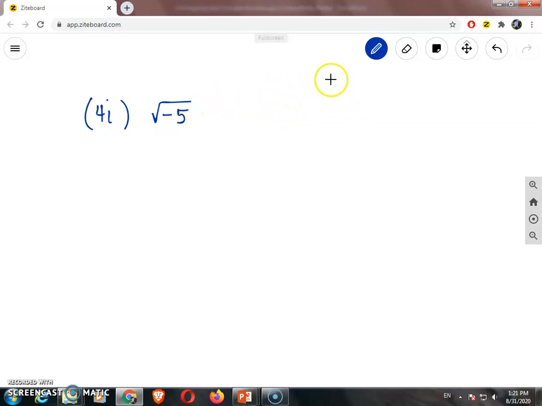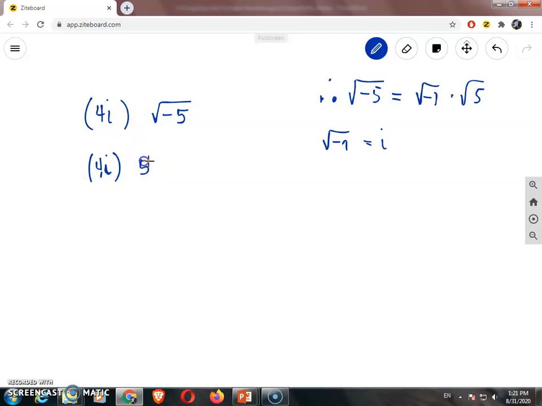So therefore, what you're going to do now, for the square root of negative 5, that will be equal to the square root of negative 1 times the square root of 5, where the square root of negative 1 is equal to i. So therefore, we can have now 4i times i square root of 5, which gives us 5 times 4 is 20, i squared, and i squared is equal to negative 1. So we have 20 times negative 1, which is equal to negative 20.